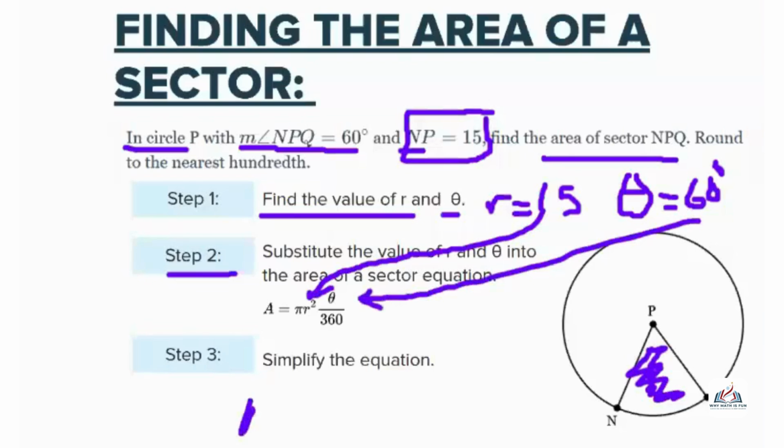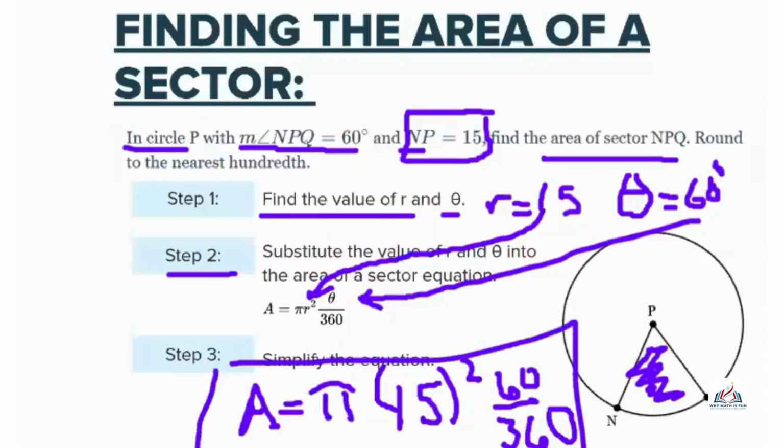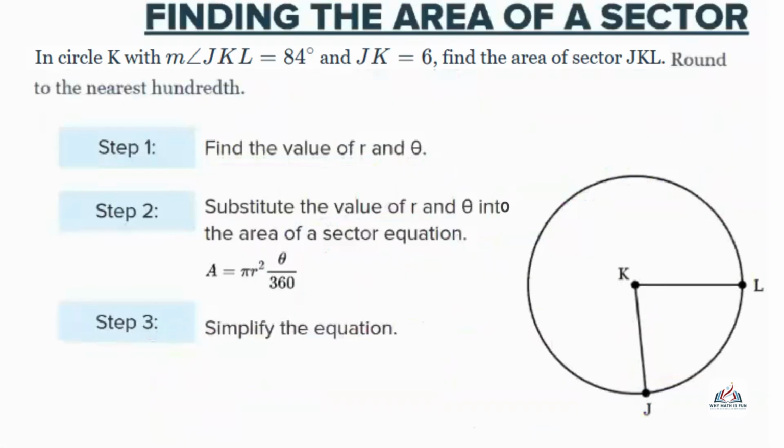And that gives us the area of the sector equals pi times 15 squared times 60 over 360. Okay, and there's your answer. Any questions about that? Here's another one.